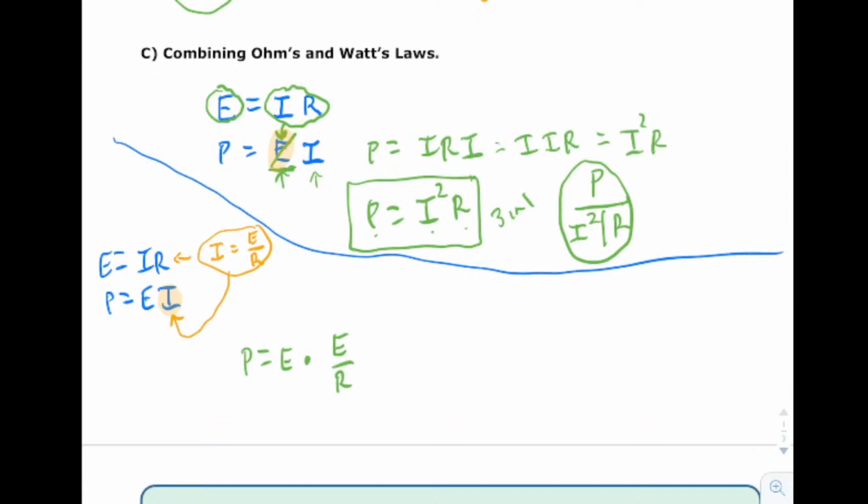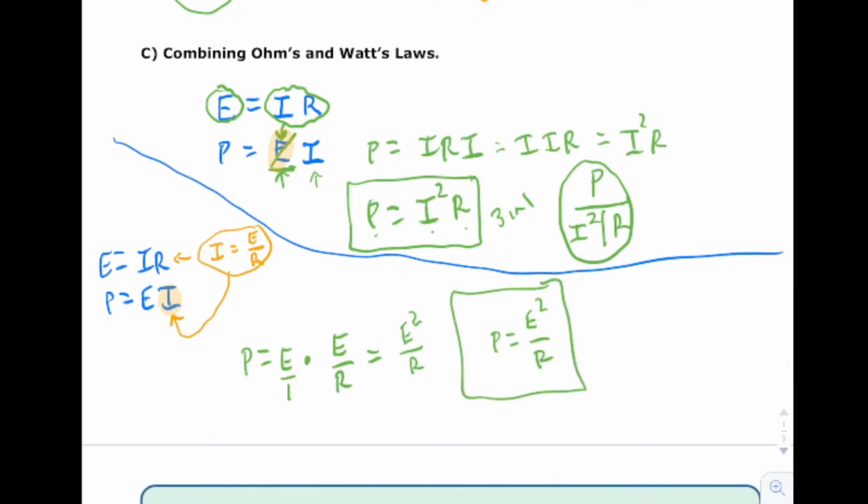Now, in order to simplify this formula, you want to think of the E as an E over 1. Okay? You know that 5 is the same as 5 over 1, right? You can always put a 1 underneath for free. So because I'm multiplying fractions, I want to line them up, make them look like fractions. So I take that first E, make it an E over 1. When you multiply fractions, you just multiply across the top and you multiply across the bottom. And so here's our new formula. P is equal to E squared over R. And that's the 4th formula that I was talking about.